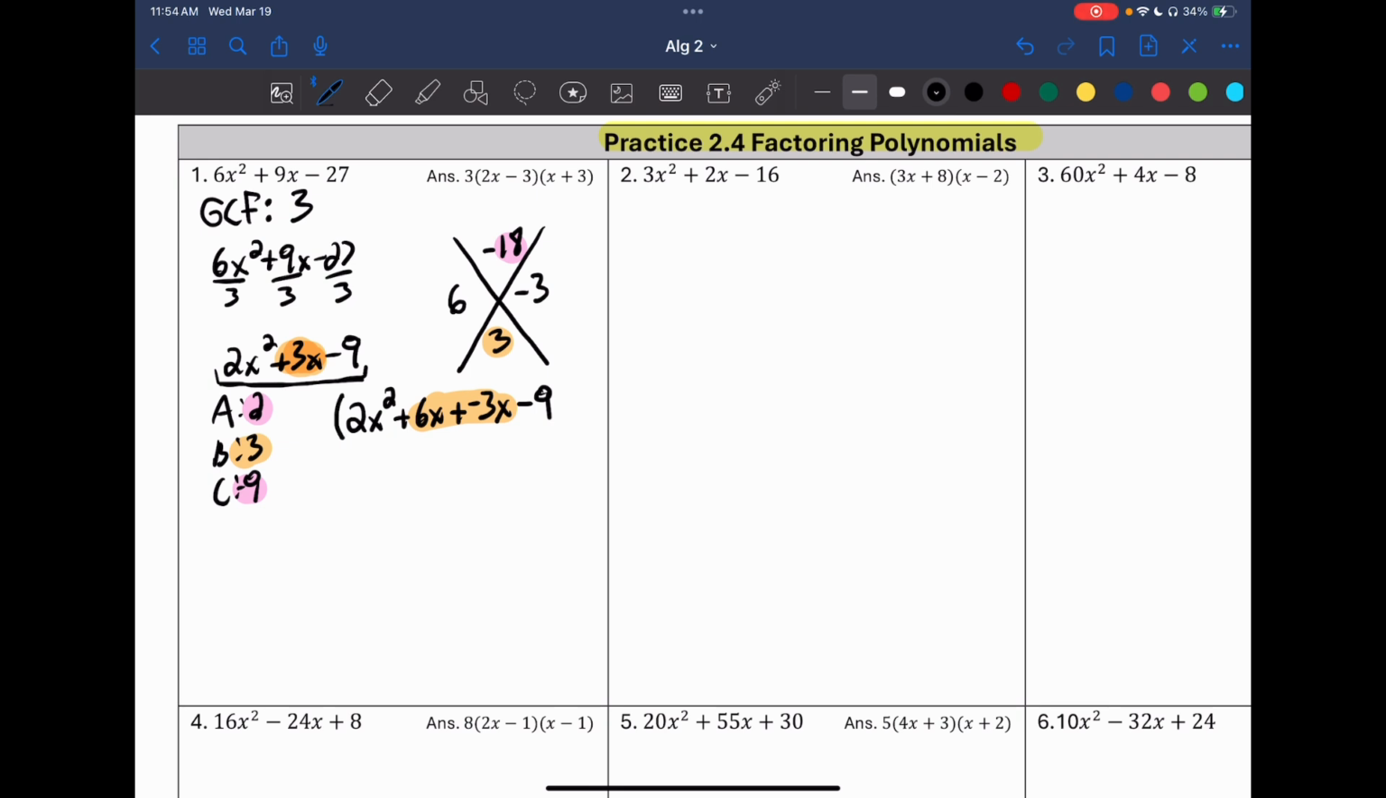Now we want to put parentheses around the first two terms and the second two terms. We want to factor out the greatest common factor from each of those parentheses.